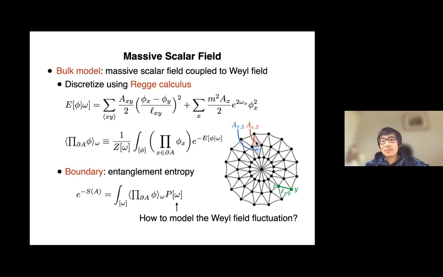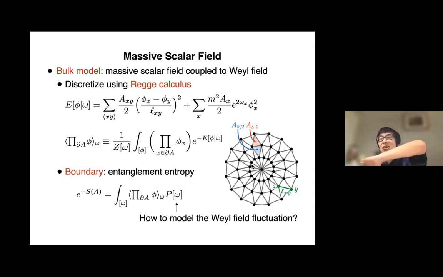What is the value AXY? Oh, AXY is not a binary variable. It's just some real number, which is actually the area surrounding the link XY, basically. So surrounding a link. Okay, thank you. I understand. Thank you.